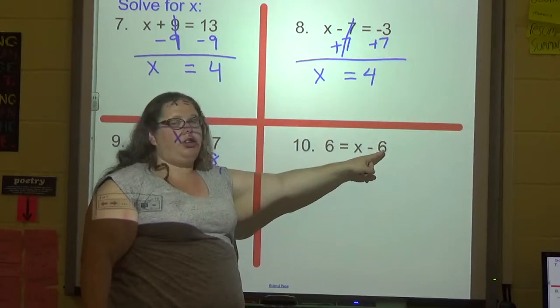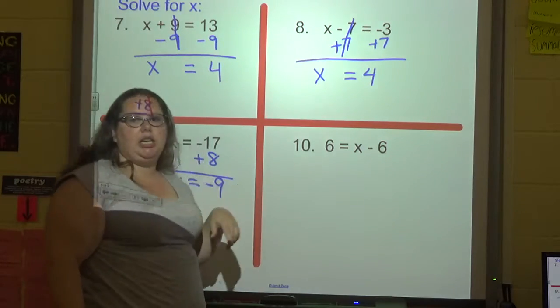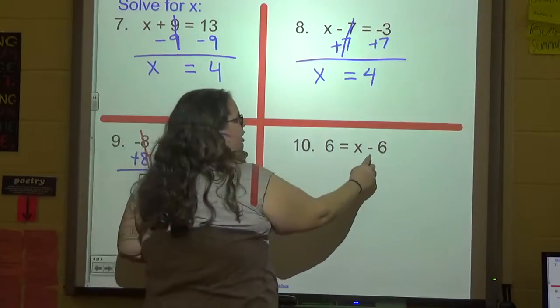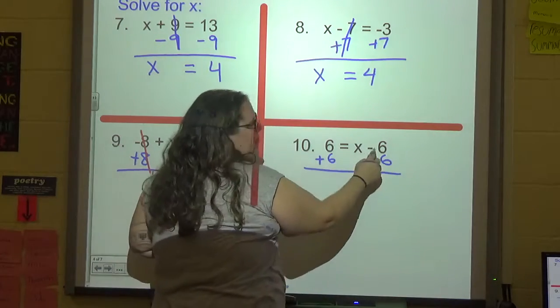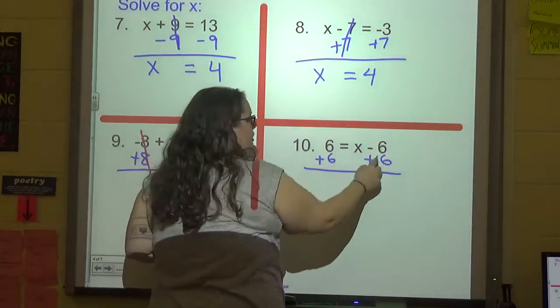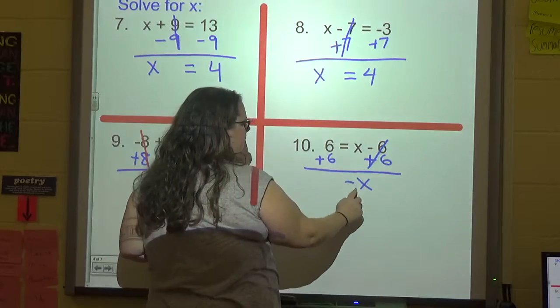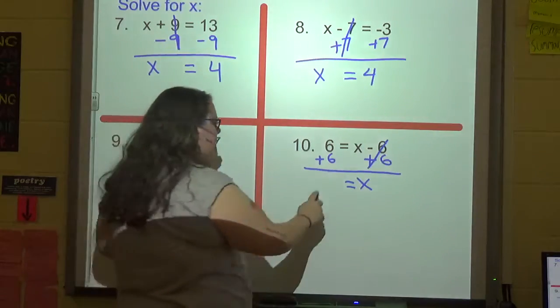What's x and the other number doing? They are subtracting. The opposite of subtracting is adding. Minus 6 plus 6 is 0, cancels out. X equals 6 plus 6 is 12.